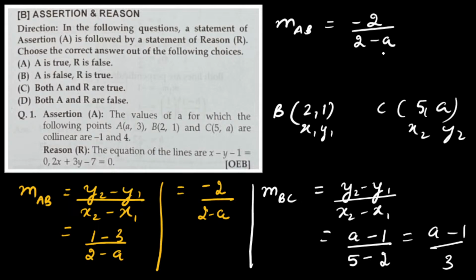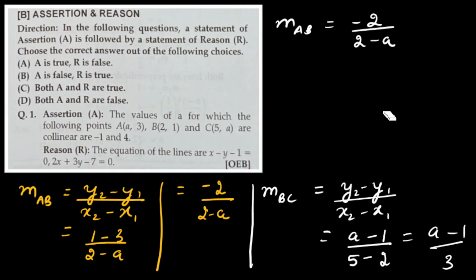Now we know both the slopes are equal. So we can just equate the slopes. Like I told you, whenever points are collinear, their slopes will be equal.